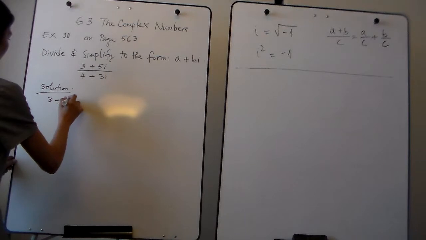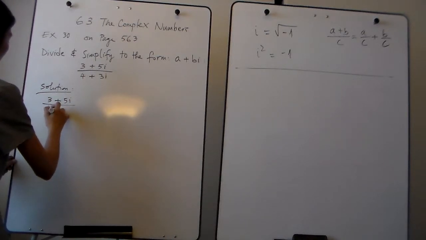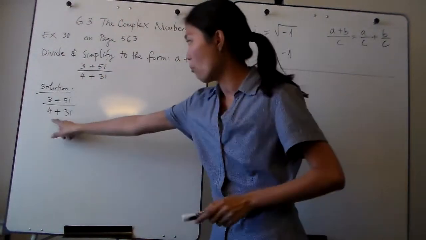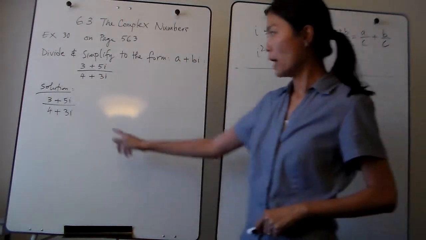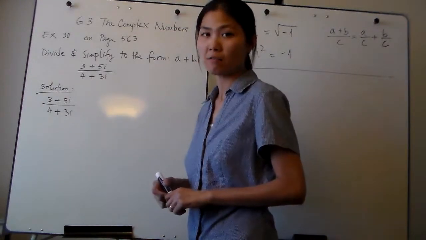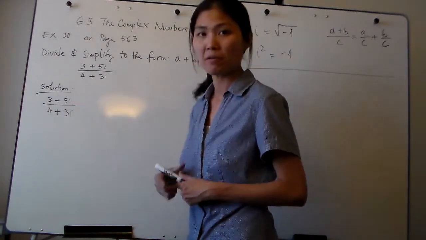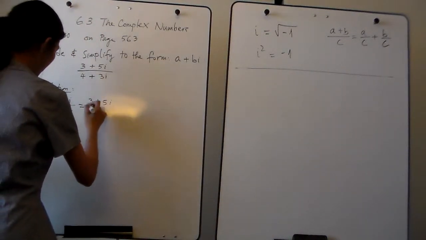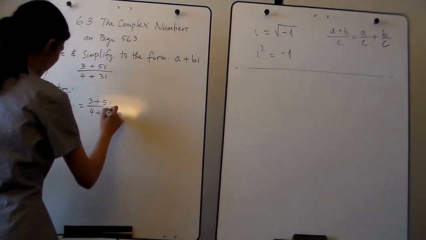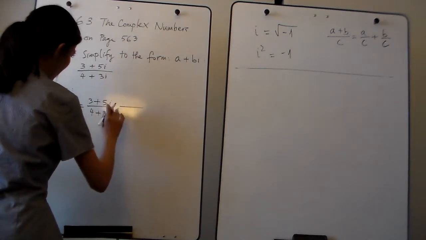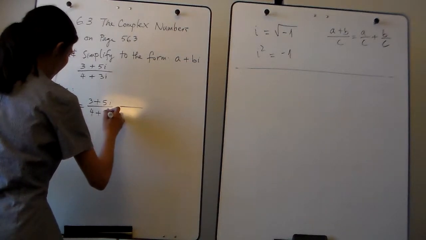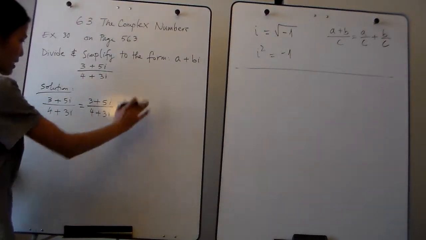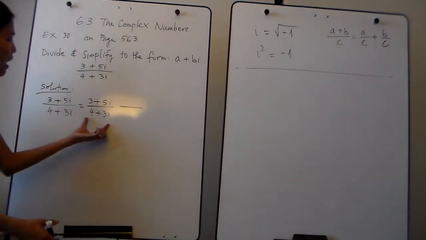The quotient is 3 plus 5i divided by 4 plus 3i. When you divide by a complex number, 4 plus 3i, multiply by 1, and this 1 is made up of the conjugate of the denominator. So 3 plus 5i over 4 plus 3i, I'm going to multiply by a factor of 1, in terms of the conjugate of the denominator.